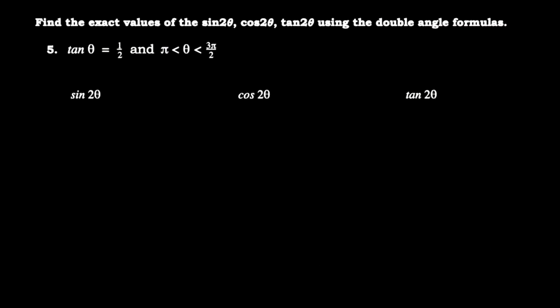All right, here are similar problems. We're just not given a triangle to start with. Instead, it tells us that the tangent of theta is 1/2, and then this little statement says pi is less than theta is less than 3 pi over 2.